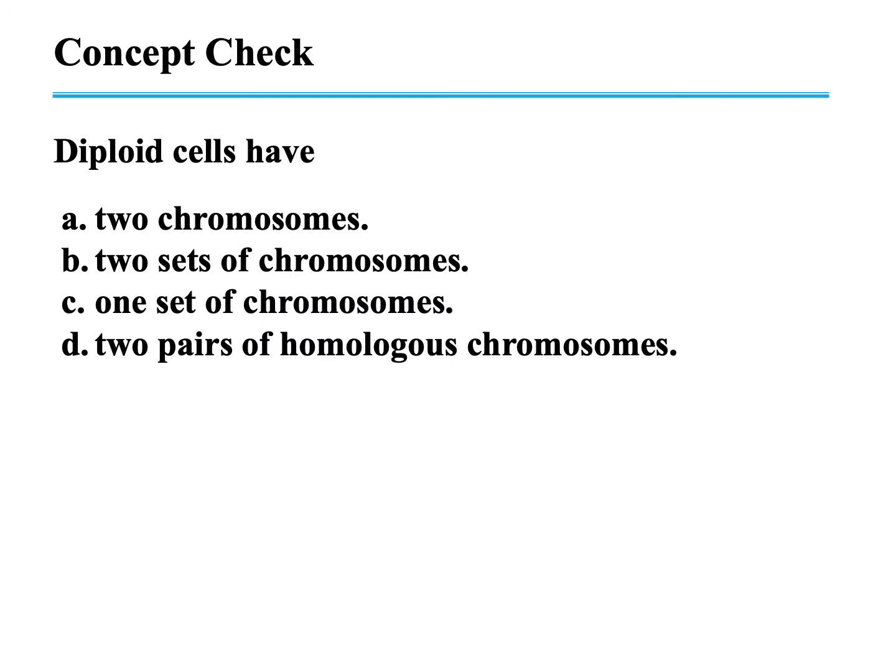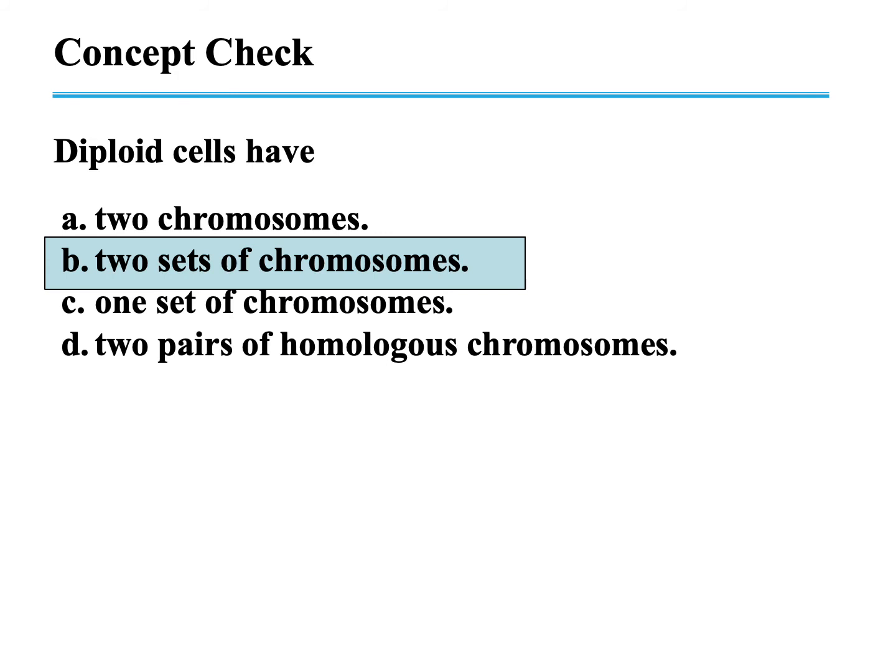So what I want to do now is throw out a quick concept check to make sure that you've got some concept of things that we've talked about in this lecture up until this point. So in this case, the question asks, diploid cells have A, 2 chromosomes, B, 2 sets of chromosomes, C, 1 set of chromosomes, and D, 2 pairs of homologous chromosomes. So at this point, I'll let you go ahead and pause the lecture, think about that question, and choose your answer before you continue on with the lecture.